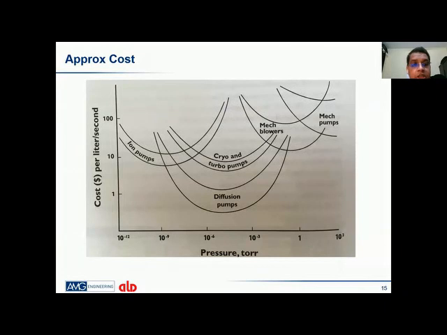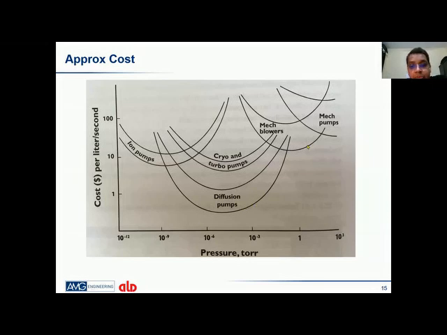So this is an approximate cost, because every piece of equipment has its own cost because of the consumables, and also because of the electricity they consume. Whenever we are running any equipment, whether the mechanical pump, the booster pumps or the diffusion pump, the cost effectiveness and efficiency are very good when we run them in their normal operating range.